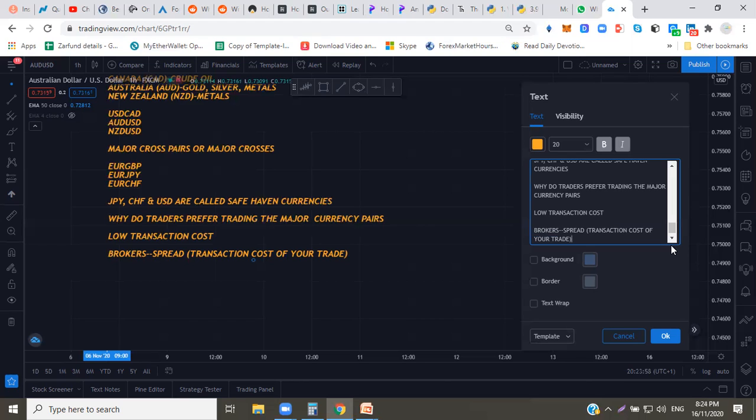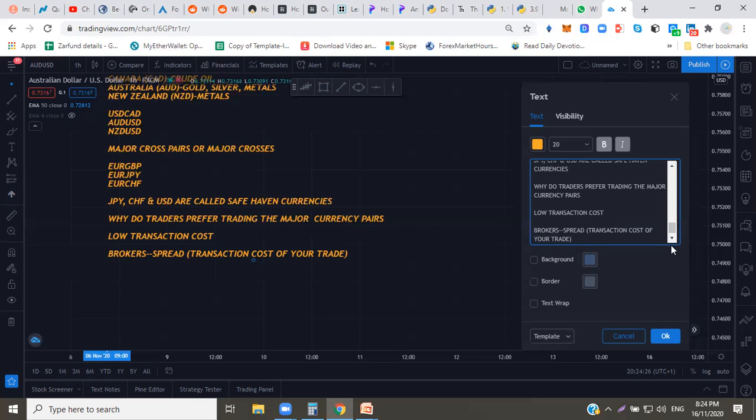So now, when I said that traders prefer major currency pairs because of low transaction costs, this is what I'm talking about. When you are trading in the major pairs, we've discussed the major pairs, when you are trading on all these major pairs, your transaction cost, which is your spread, is usually very, very small. Very small.